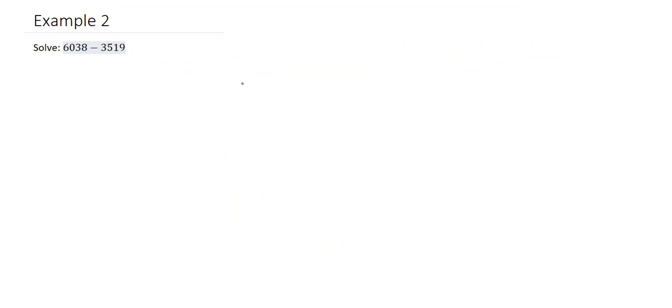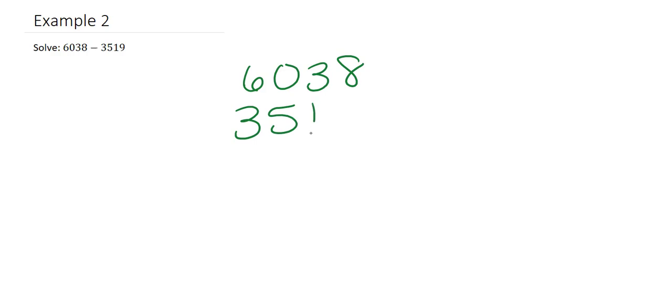So example 2, we're going to solve for the following. So we have 6,038 minus 3,519. And we go ahead and subtract. We're going to start right again on the far right. So notice we have an 8 minus 9. So we can't do that. So we need to go ahead and borrow.